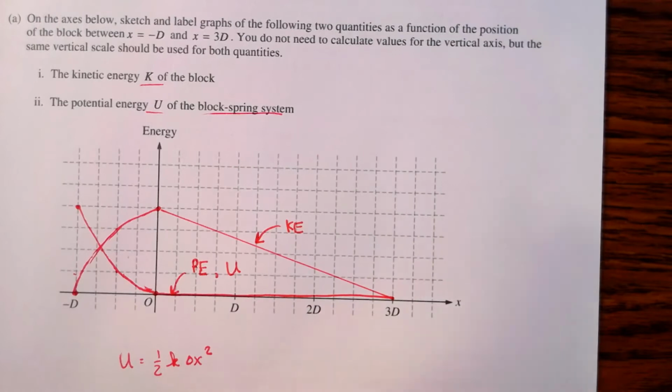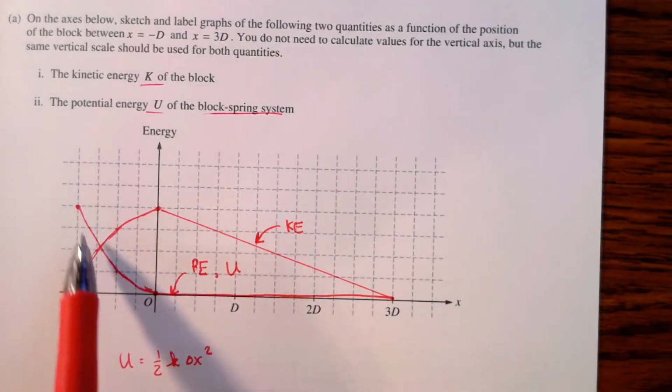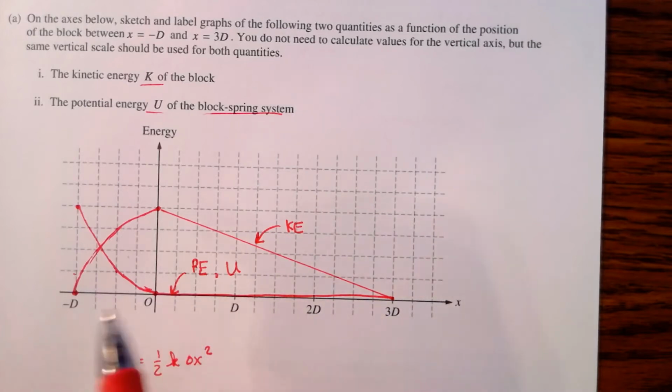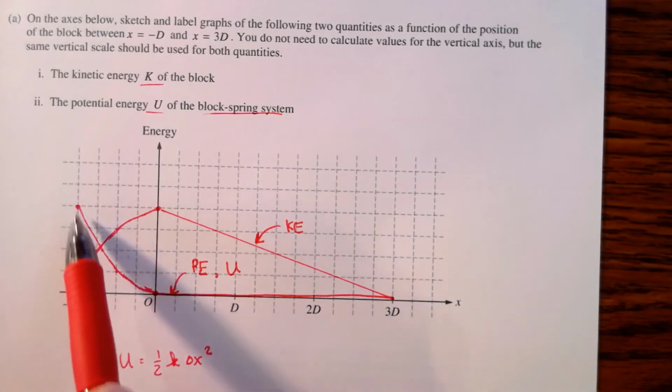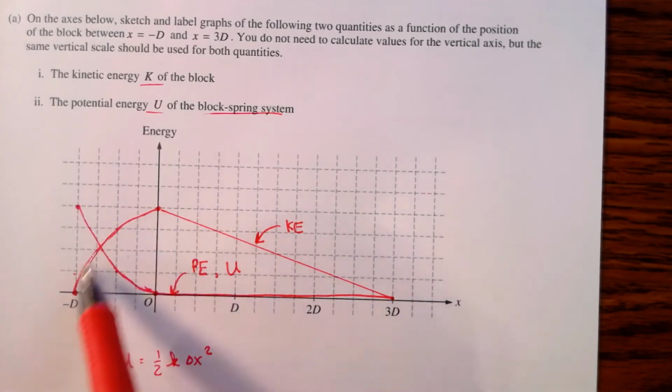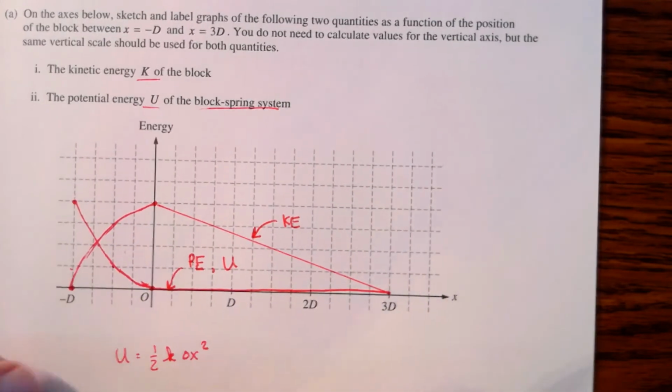Okay, and I think all of that got you 4 points. Yeah, so realizing the kinetic energy increased and then decreased got you a point. Realizing the potential energy decreased and then was 0 got you a point. Realizing that this was not a straight line, it didn't decrease linearly, got you a point. And realizing that this was the mirror of that got you a point. So there were 4 points there.